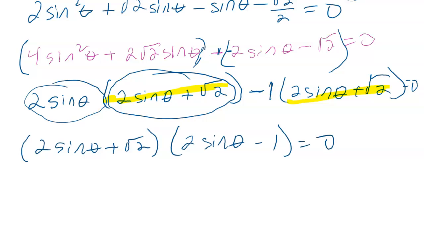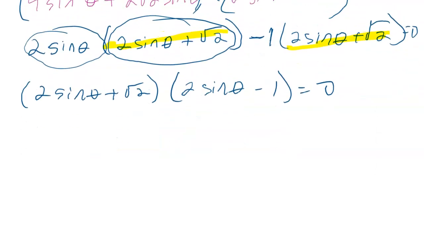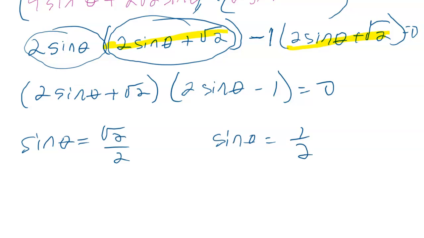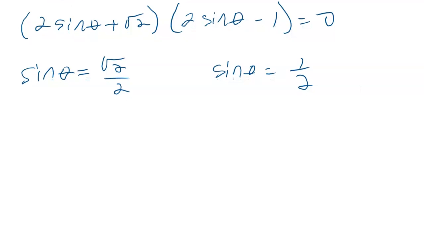I like it a lot. And then set each factor equal to 0 and solve. So I'll get sine theta is equal to rad 2 over 2. And I'll get sine theta is equal to 1/2. Are we solving in radian measures? Okay. So, oh, and by the way, this was negative.